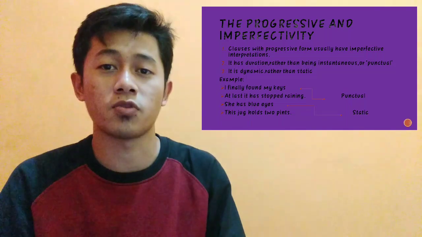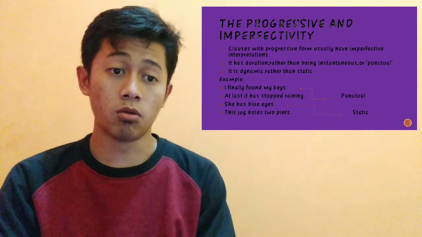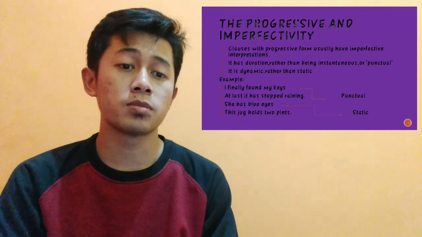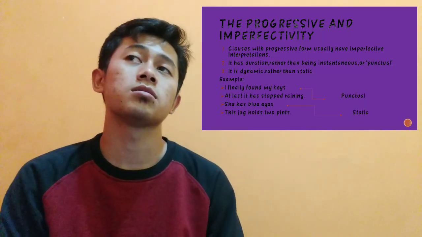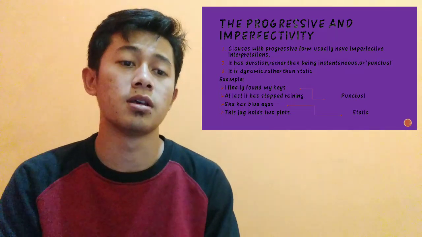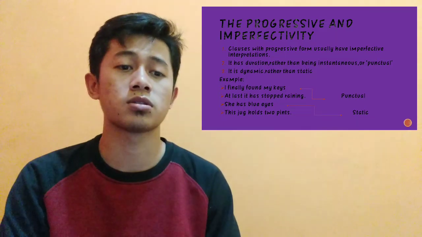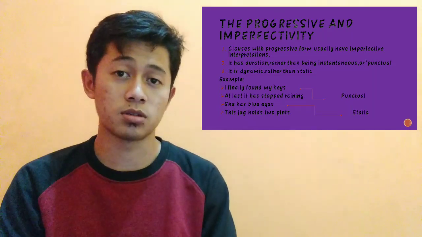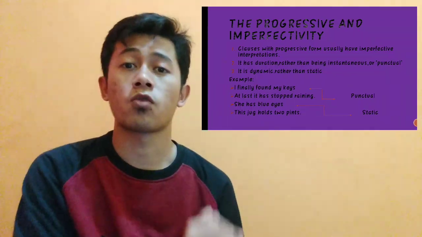Okay. The other examples are: she has blue eyes, and this jug holds 2 pints. From the example she has blue eyes, this is static. What does static mean? Nothing in progress. The sentence is static. She has blue eyes, and this jug holds 2 pints. Yes, this is static too, because the jug just holds 2 pints. Nothing in progress, just holds. Okay, those are examples of non-progressive. So this is a contrast between non-progressive and progressive.